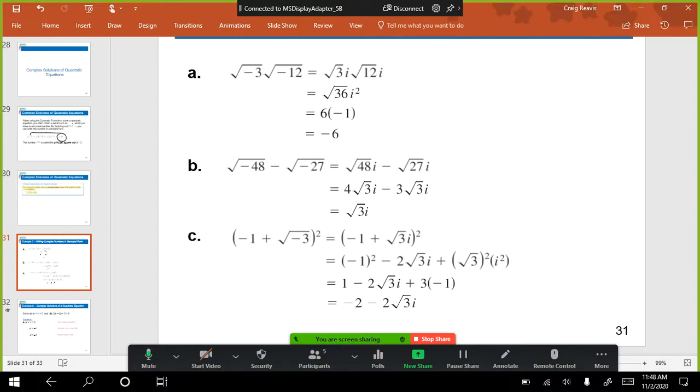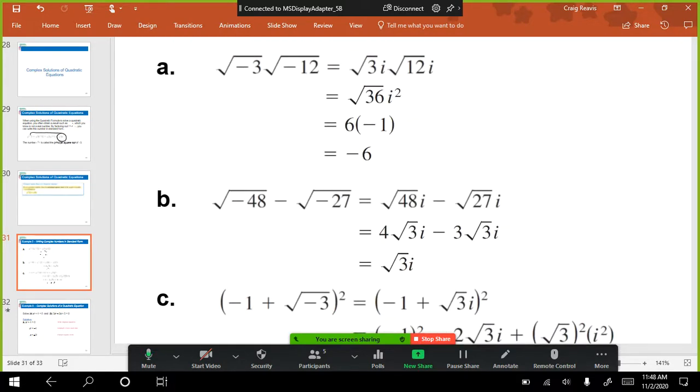So here they're just working through some things: the square root of -3 times the square root of -12. I think this is the one thing this calculator does not do. It does not simplify square roots. So you do have to be able to simplify some square roots. Notice that is the square root of 3 times i, times the square root of 12 times i. 3 times 12 is 36. Well, when we multiply that together, that's the square root of 3 times the square root of 12, which is the square root of 36. i times i is i squared, which is -1. And this simplifies down to -6.